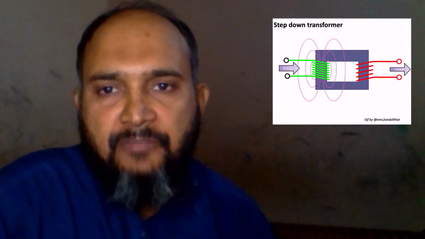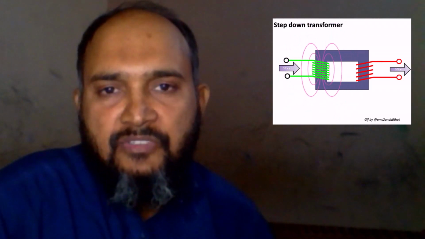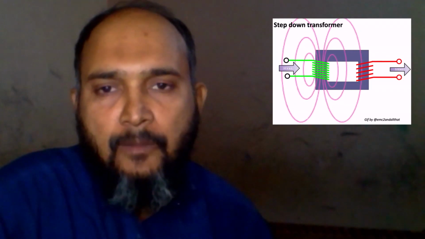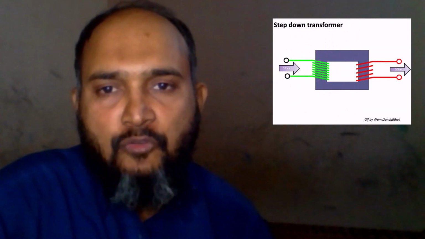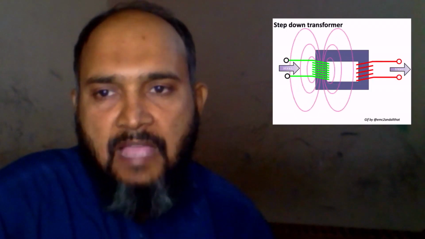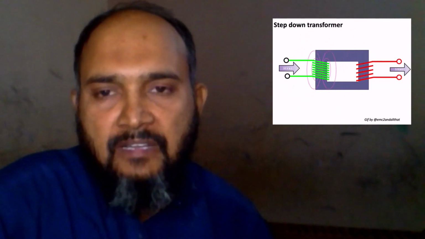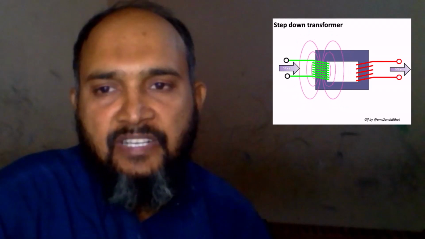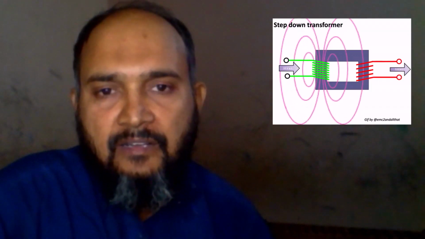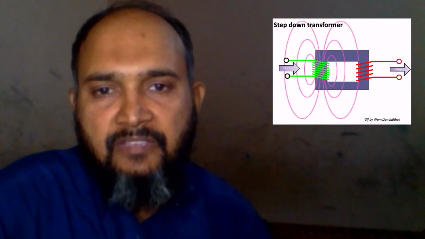Transformer technology has made long-range electric power distribution practical. Without the ability to efficiently step voltage up or down, it would be cost prohibitive to construct a power system for anything but close range, within a few miles at most. As useful as transformers are, they only work with AC, not DC, because the phenomenon of mutual induction relies on changing magnetic fields, and direct current can only produce steady magnetic fields. Transformers simply will not work with direct current.